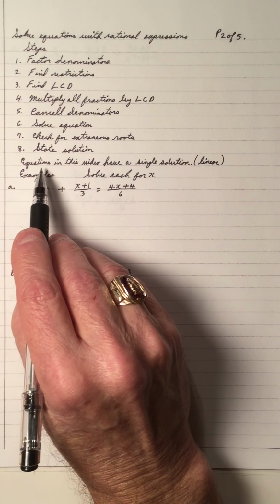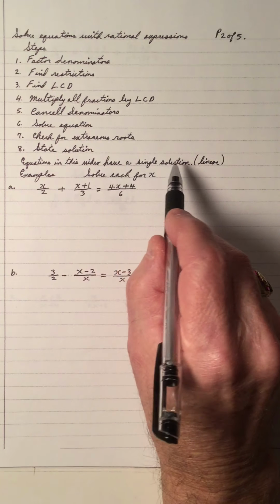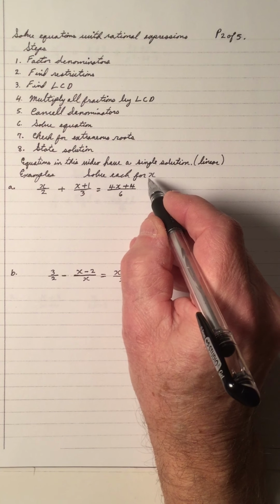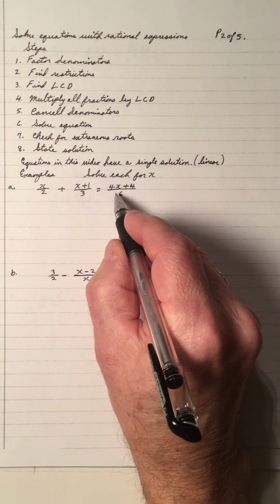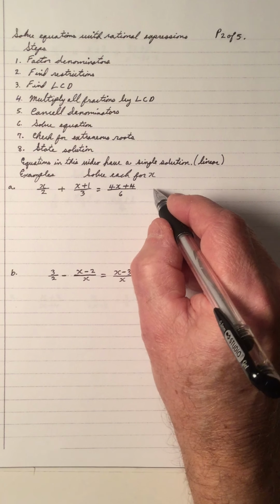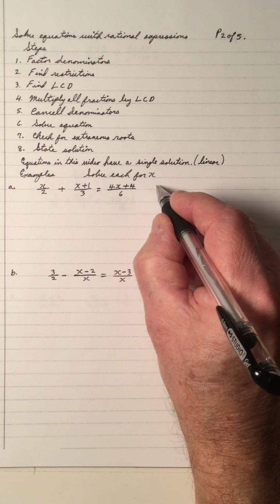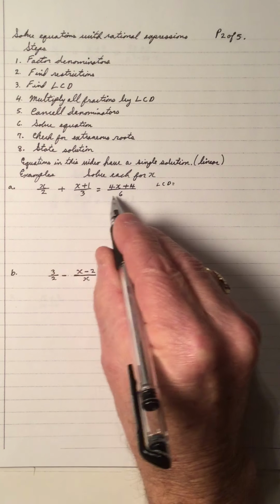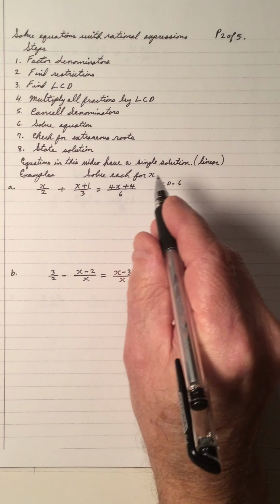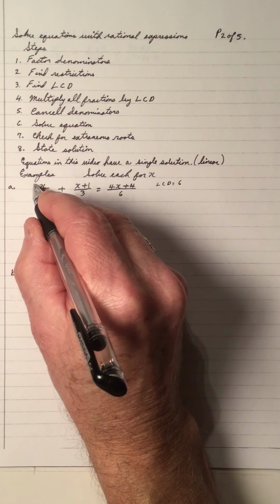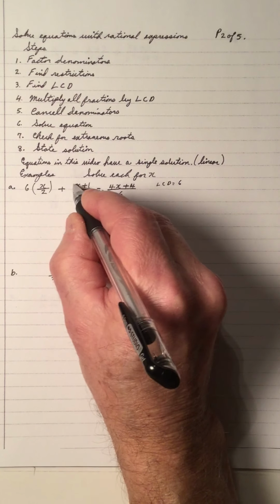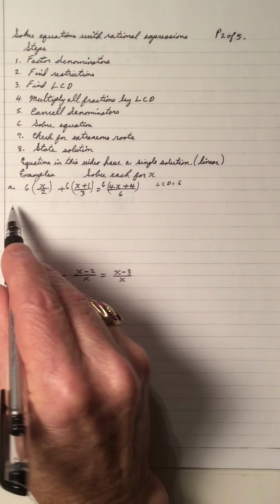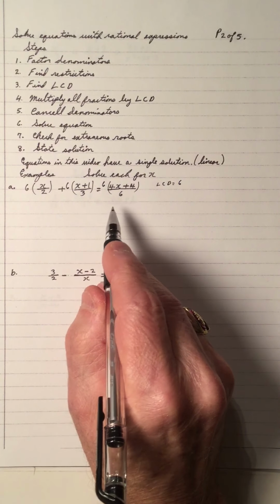Let's do some examples. The equation in this video has a single solution, linear. Let's solve each for x. There's no denominators to factor. There's no restrictions because there's no variables in the denominator. So the LCD for these three fractions is 6. We have to find the LCD for all the fractions. What we're going to do now is multiply each fraction by the LCD. That's the same as multiplying each equation.